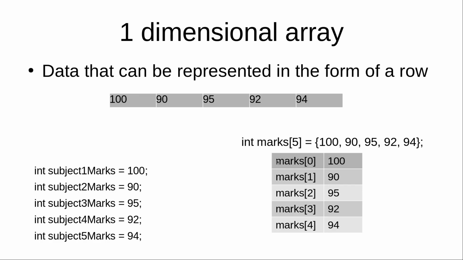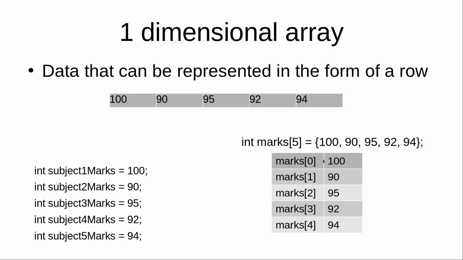Here we had 5 variables, so it was easy for us. Say we wanted to find the value of the third subject's marks, we would use the variable subject3marks, and we'd get the value 95. But here we have only one variable name. So how do we access each of these values from this one variable? Here, marks[0], if you write 0 within the square brackets, we get the value 100. With 1, 90; 2, 95; 3, 92; and 4, we get 94.